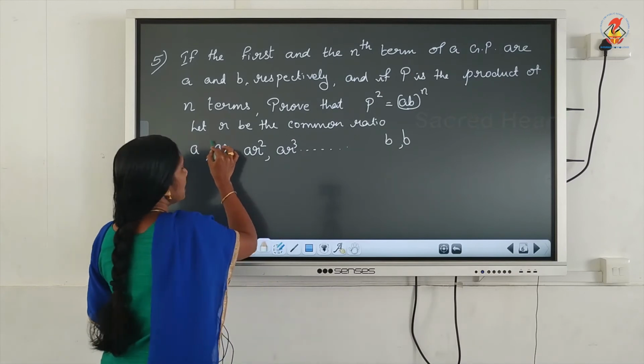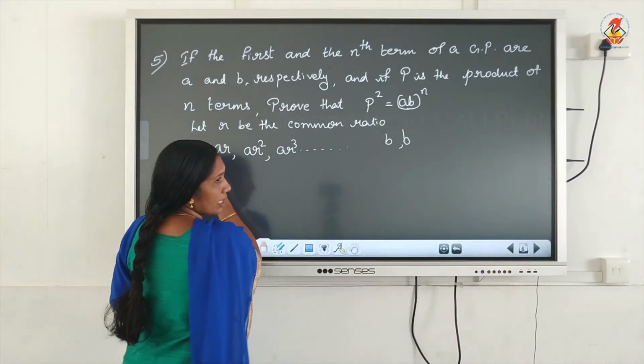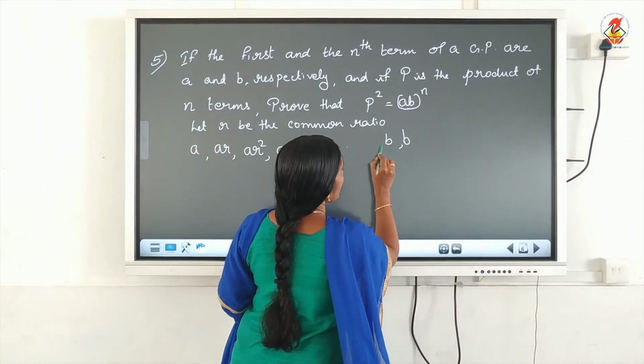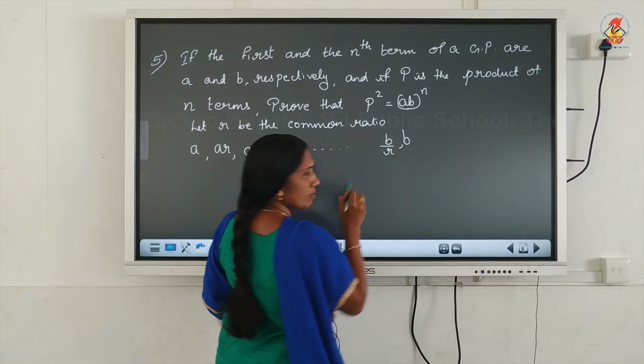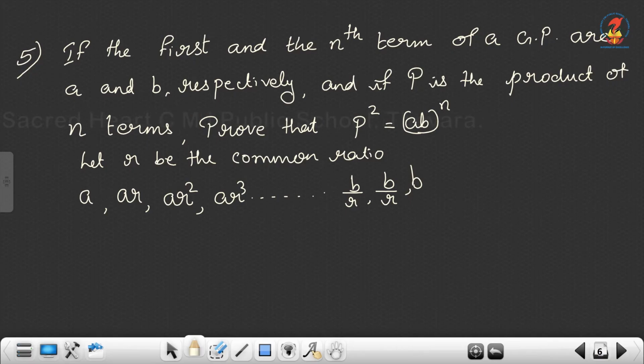Here I multiply A into R. So here when we go from this side, then you have to divide. So it is B by R. Okay. So the next will be B by R square, like that. Okay. So let P be the product. It is given as P is the product of these n terms.